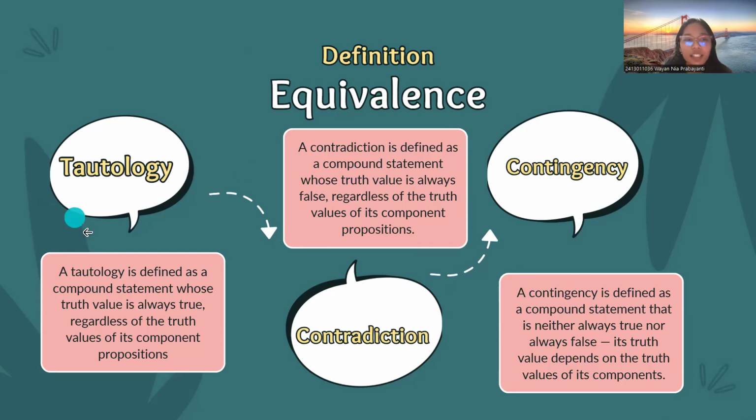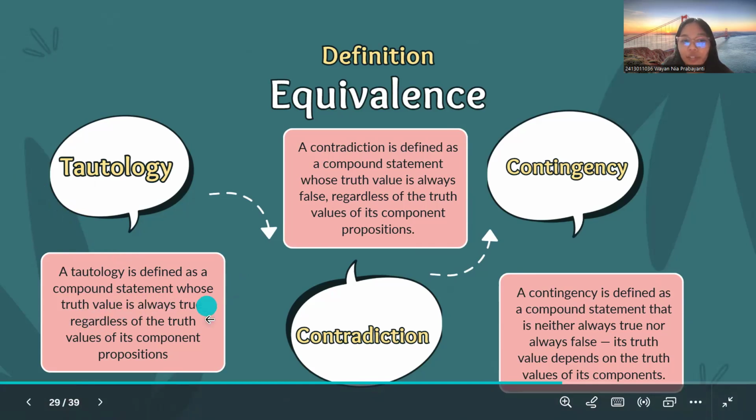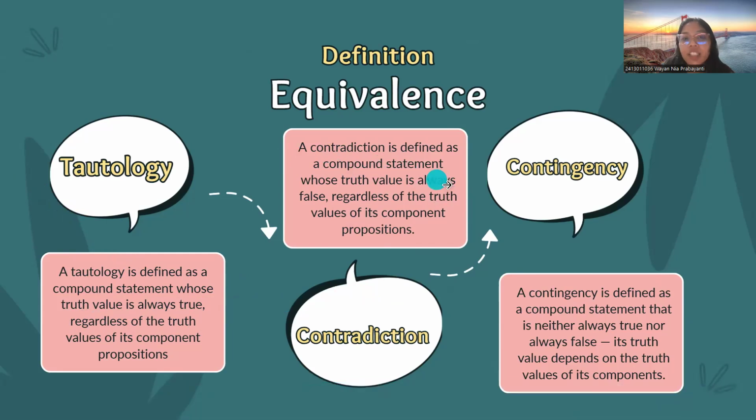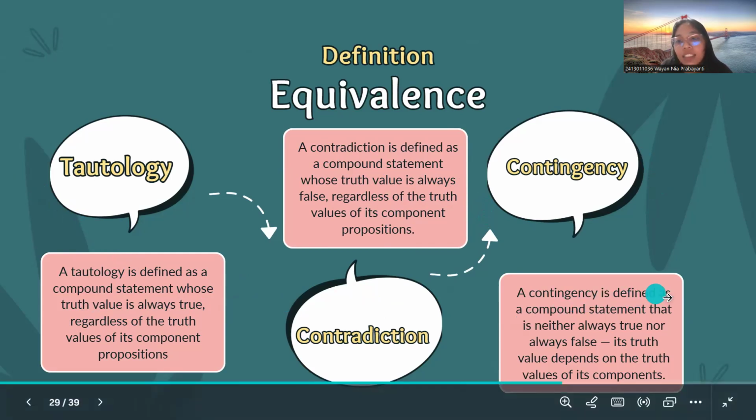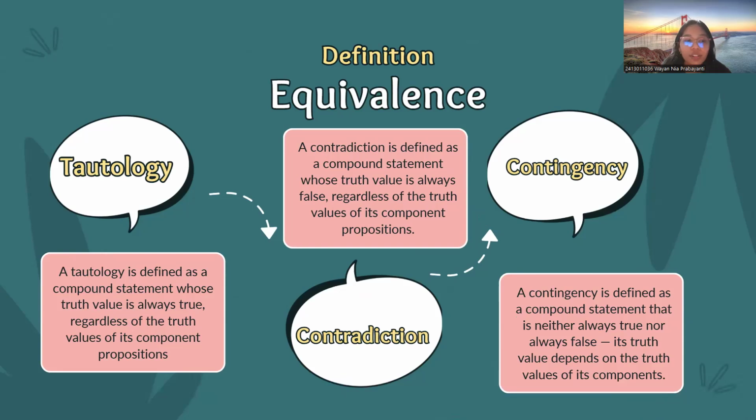A tautology is defined as a compound statement whose truth value is always true, regardless of the truth value of its component propositions. The next, contradiction, is defined as a compound statement whose truth value is always false regardless of the truth values of its component propositions. And the last, contingency, is defined as a compound statement that is neither always true nor always false. Its truth value depends on the truth values of its components.